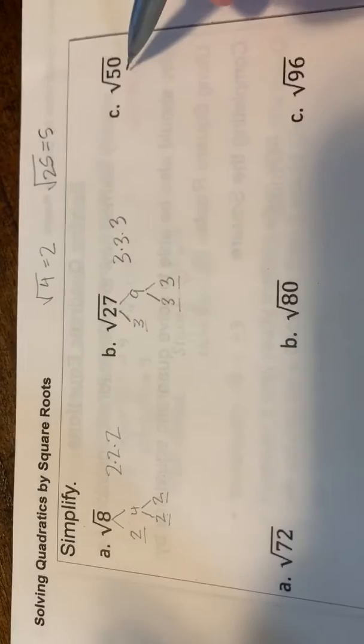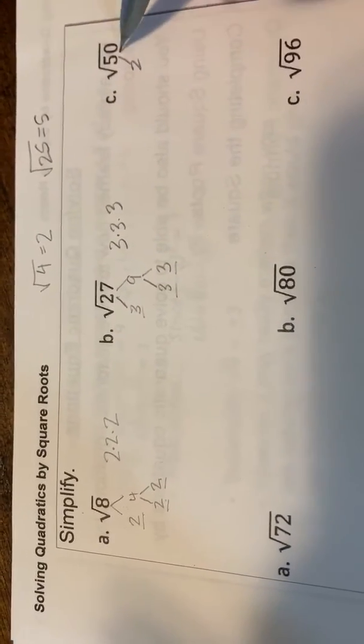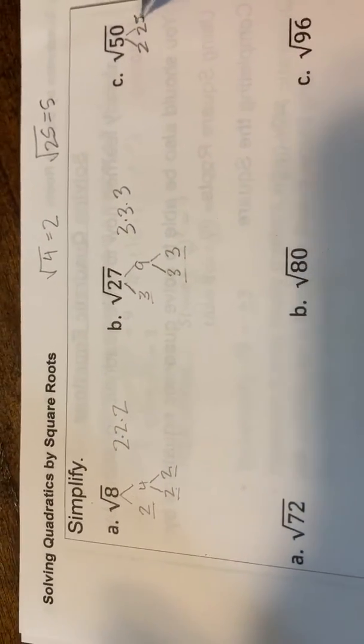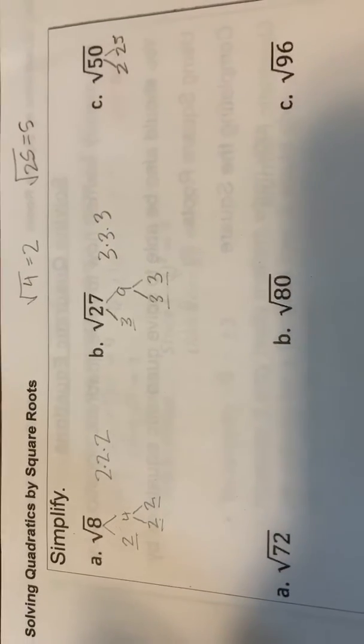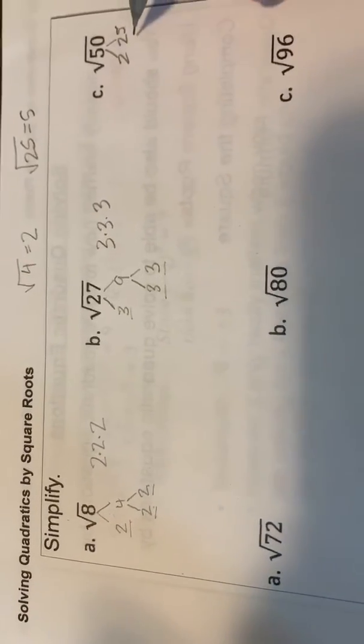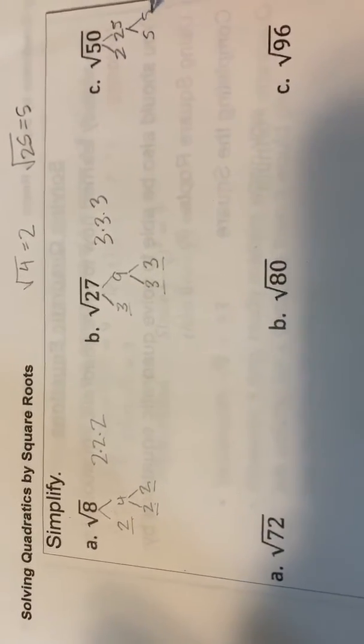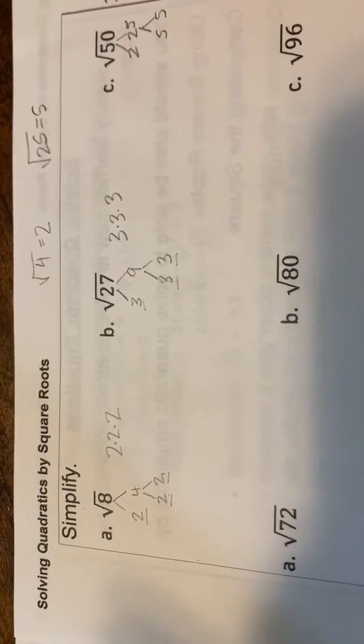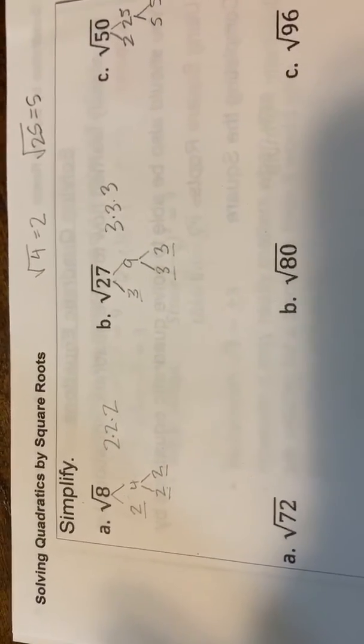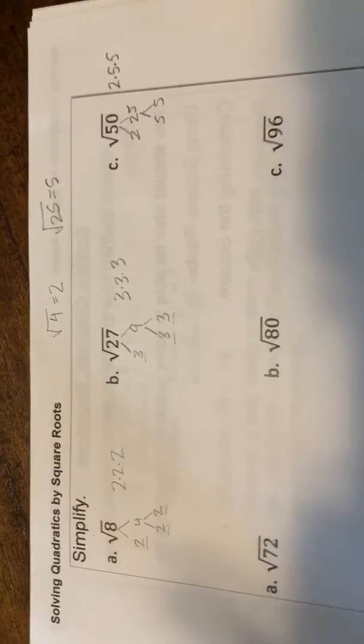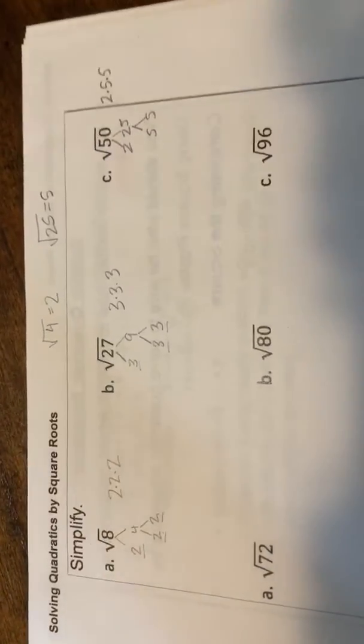All right, 50, I know 2 times 25 makes 50. You could also break it down into 5 and 10, that would be fine. And then 25 is 5 times 5. So the prime factorization is 2 times 5 times 5. This factor tree should be a review. Prime factorization should be a review, hopefully.